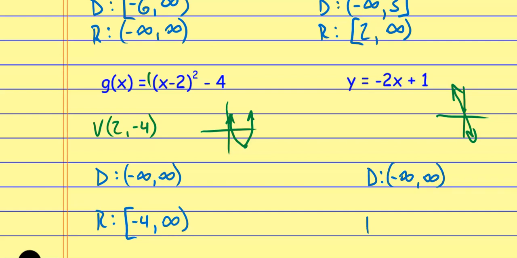And the range, when I look at this line, once again, I understand that it's a linear function. It goes up forever and it goes down forever. So when I think about all the y values on this graph, it's all of them. It goes up forever and down forever. So the range is also all real numbers. So -infinity to +infinity. Okay?